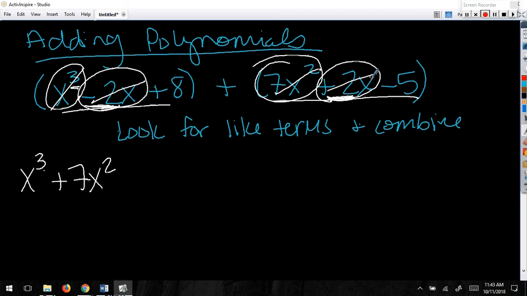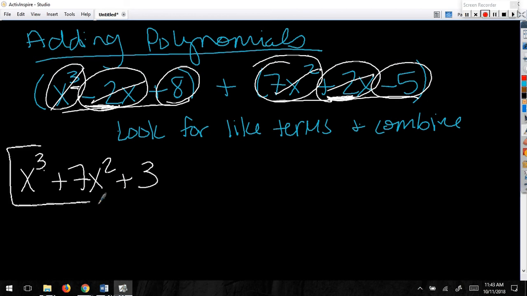So now I'm on to my constants, which are the ones without the variable. And I have an 8 and I have a negative 5. So 8 plus negative 5 would leave me with 3. So there's my answer.